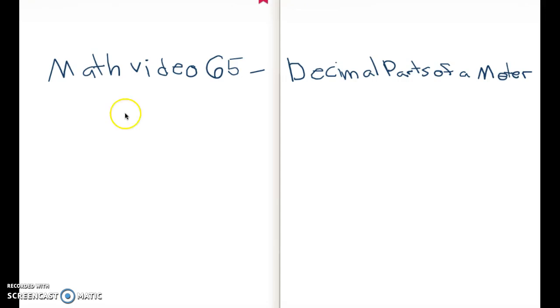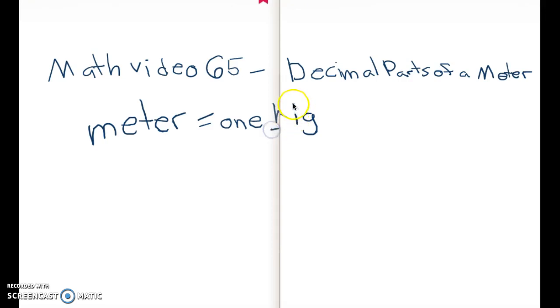The basic unit of length in the metric system, which is not what we use, unfortunately, most of the time in the United States, is the meter. A meter is about 3 feet. It's a little longer than a yard. A meter is about the same as one big step.